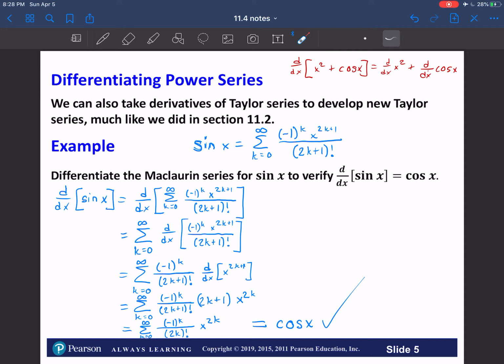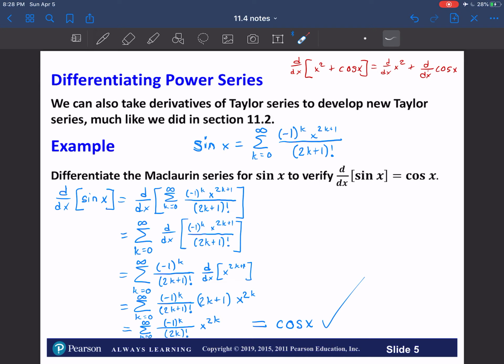If you wanted to avoid the delta epsilon proofs that we did back in Calculus 1, you could instead choose to use the Taylor expansion of sine of x and cosine of x to verify that this is indeed true. So this is an alternative proof. So this is kind of neat.